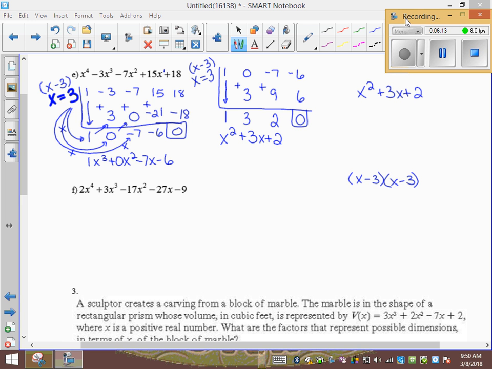So what times what gets me 2? Because 1 times 2. And what plus what equals 3, which is the middle one? So that's going to be 2 and 1. Do I have to decompose where I replace? No. Why? I just wanted to.